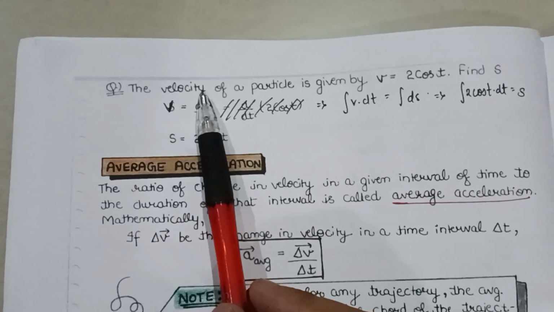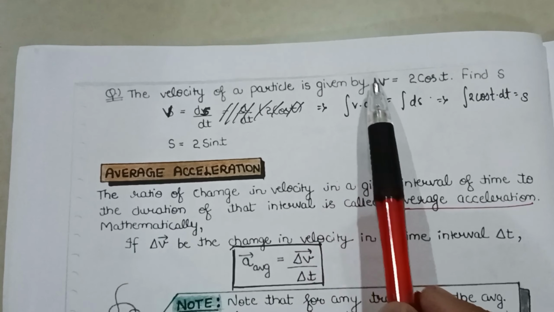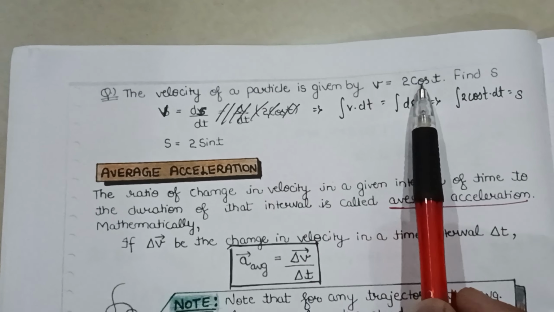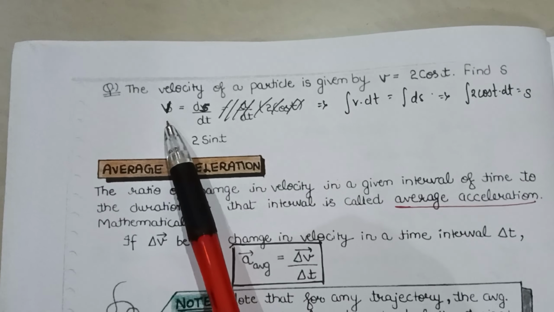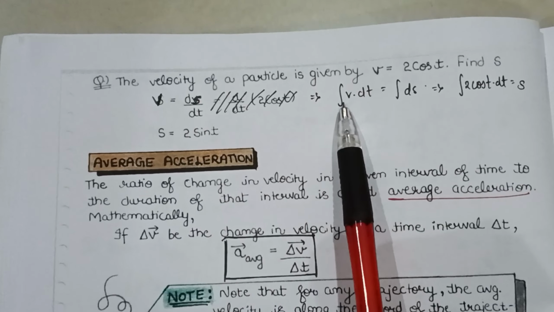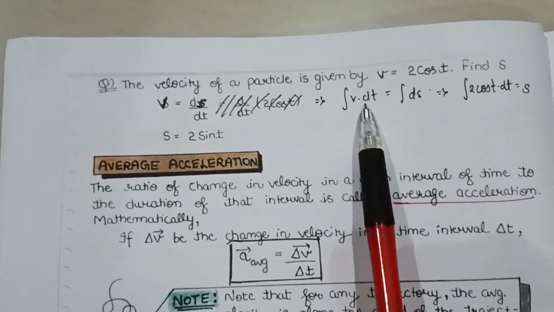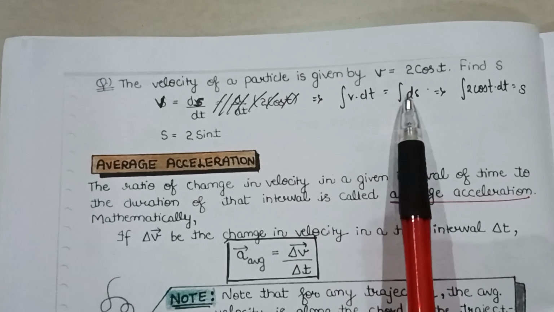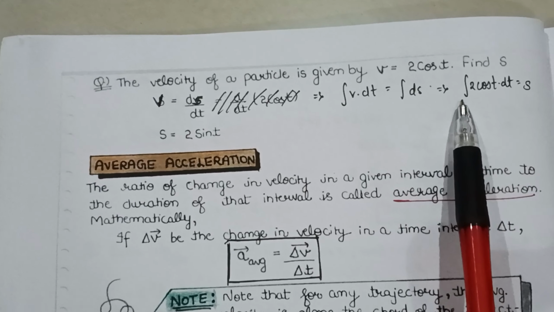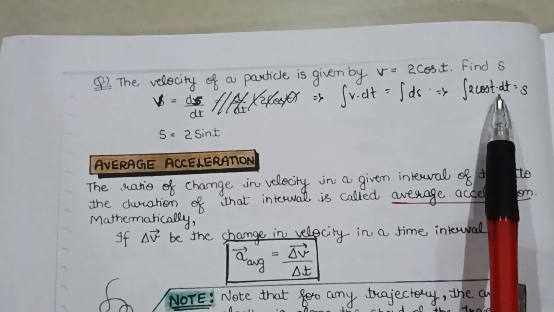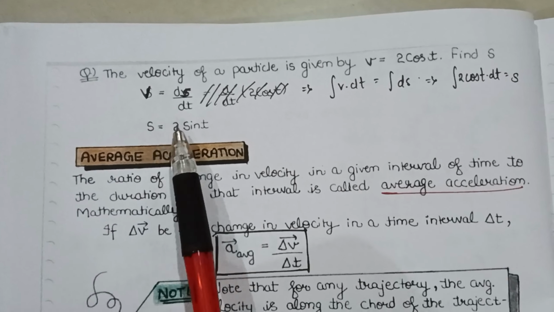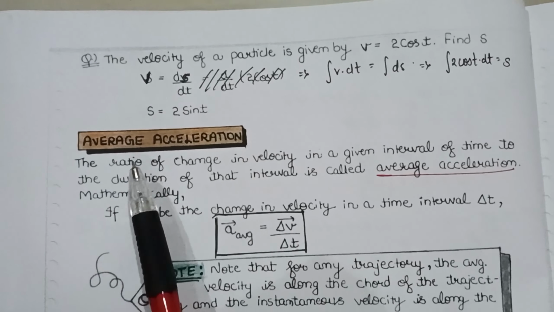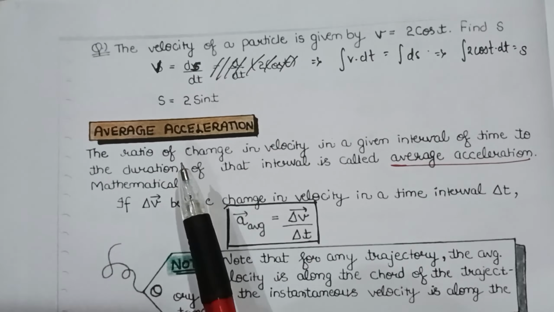Question. The velocity of a particle is given by v is equal to 2 cos t. Find displacement. We know v is equal to ds by dt. Therefore, integration of v dot dt is equal to integration of ds. We get integration of 2 cos t dot dt is equal to displacement. Therefore, displacement is equal to 2 sin t. Now, we will learn about average acceleration.